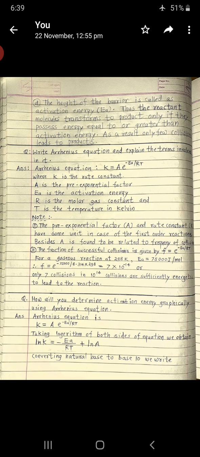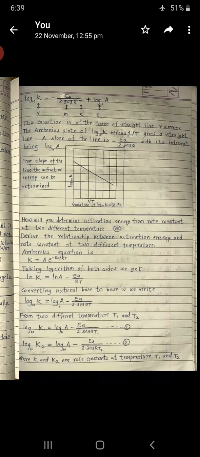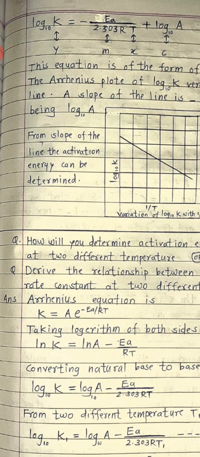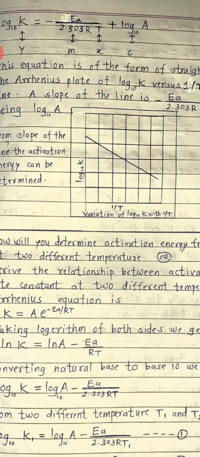Now, conversion of natural base to base 10, we get the equation: log to the base 10 k is equal to minus Ea upon 2.303 RT plus log to the base 10 A.